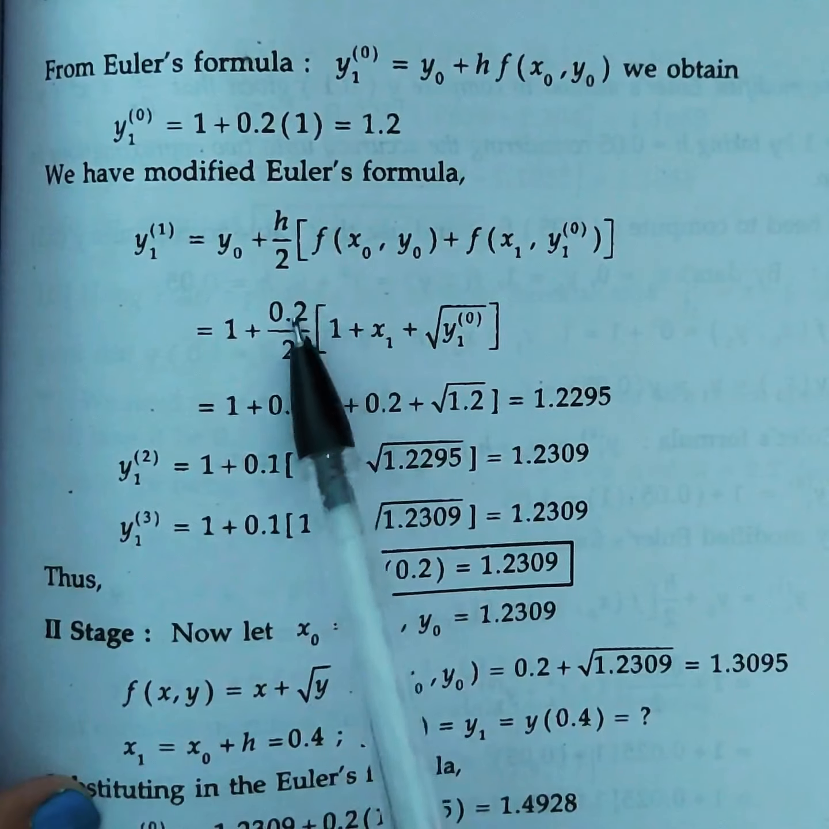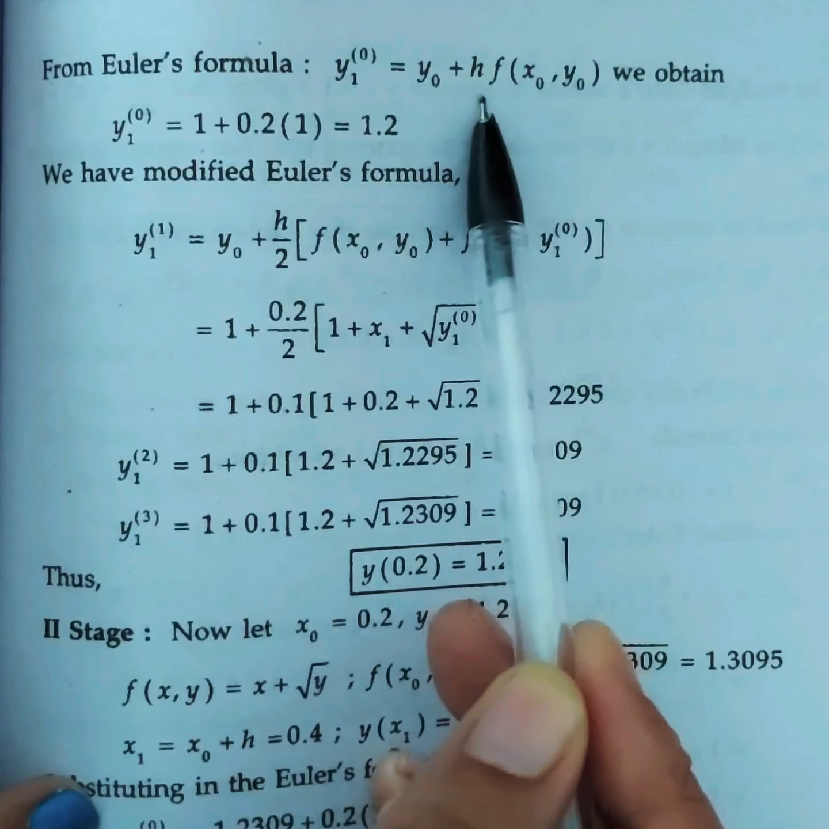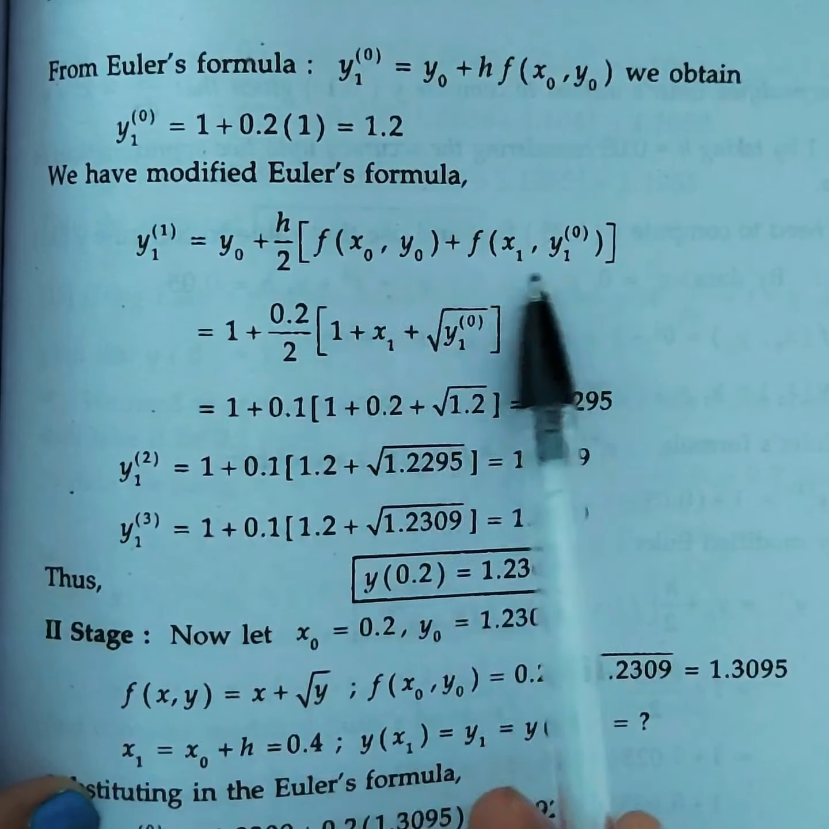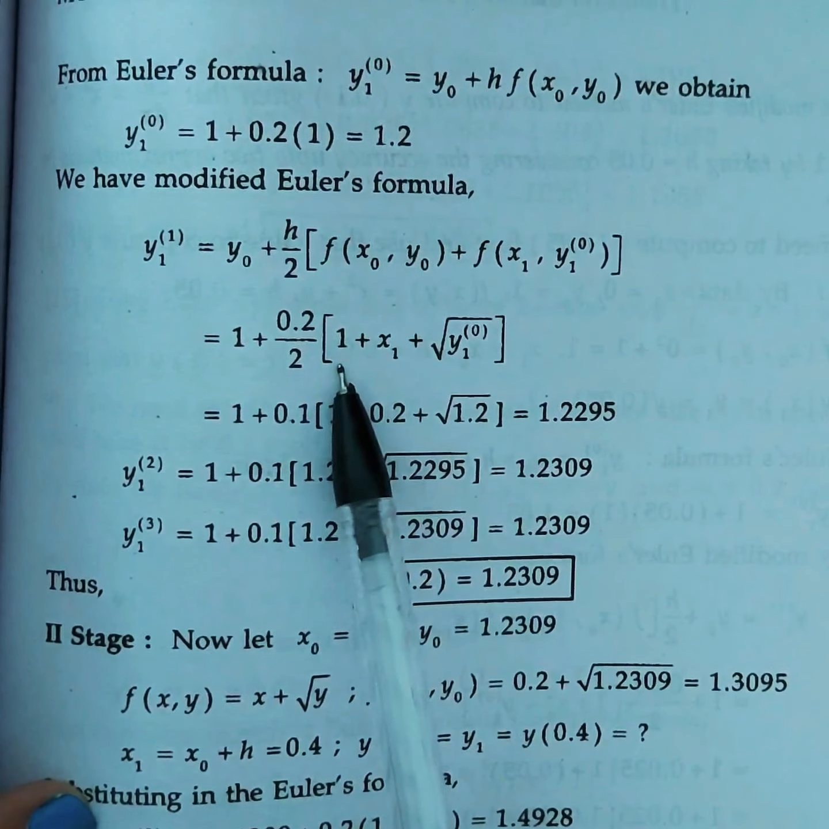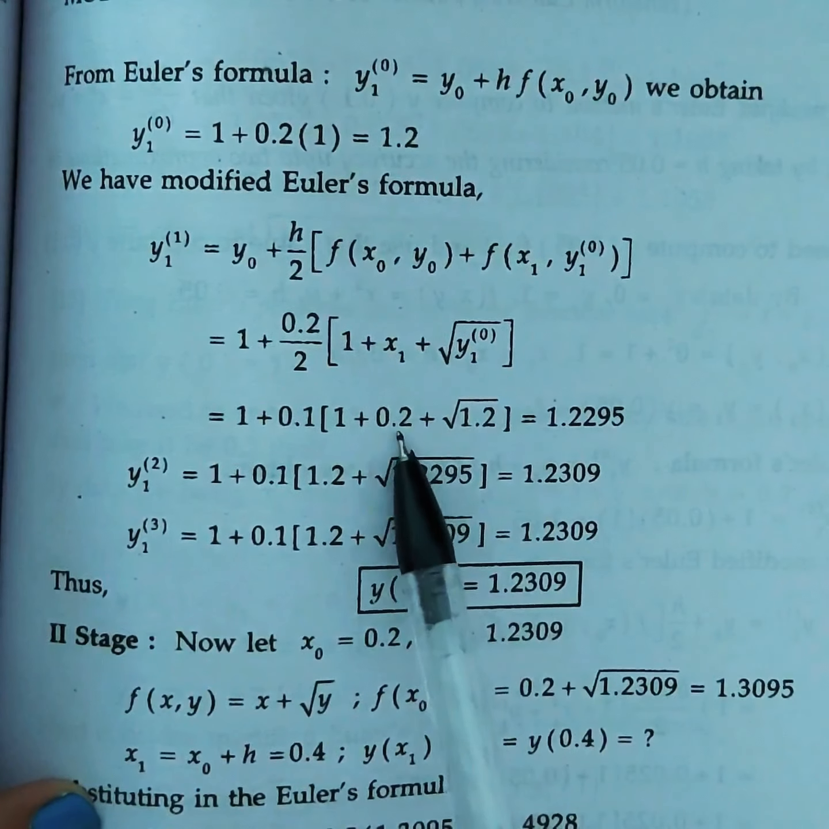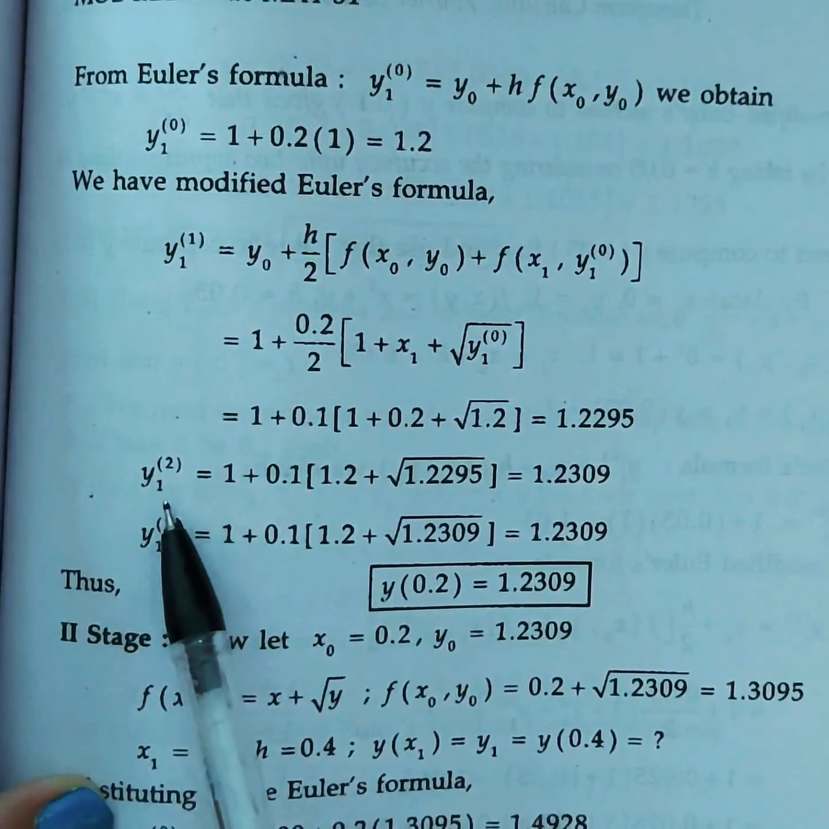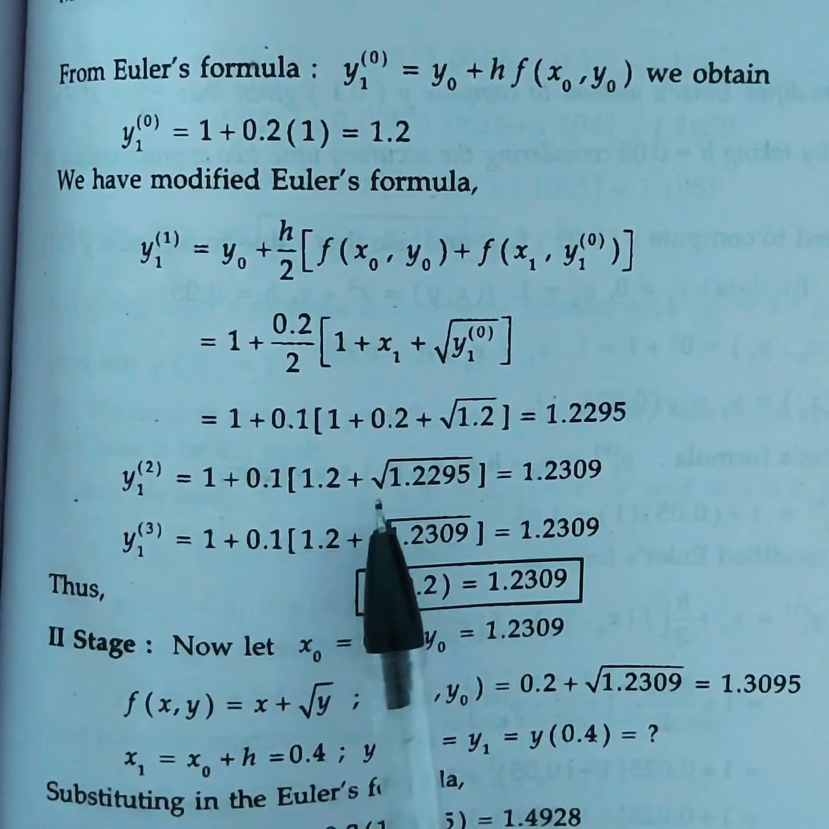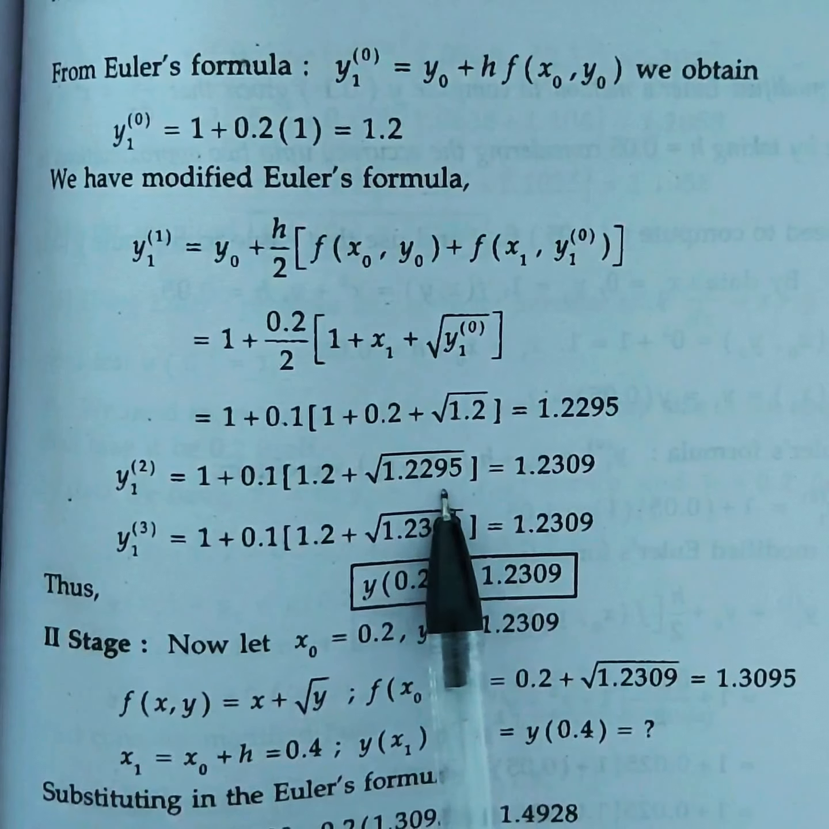Please remember, in the modification we are taking the average of two slopes. In the first one there is no h by 2, because we have written only one slope. Here we are taking the average of two values, so that is why h by 2. So 0.2 by 2, f of x0 y0 already we have calculated, plus your new function x1 plus root of y1 of 0. x1 is 0.2 plus root of your previous answer 1.2, so you got this answer. Again y1 of 2, y0 plus h by 2, 0.2 by 2, that's why we have written 0.1, and these are all the same, 1 plus 0.2 into root of your previous answer.